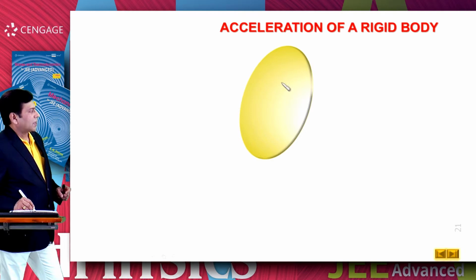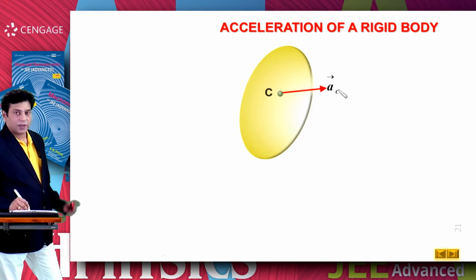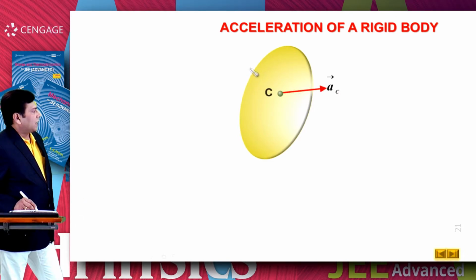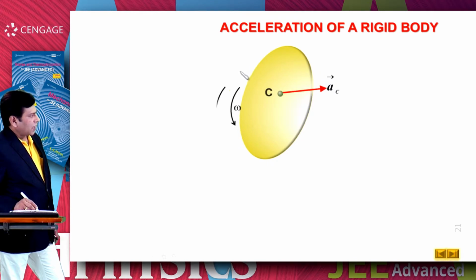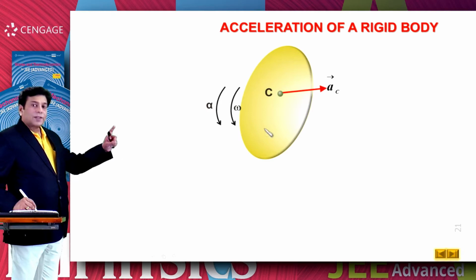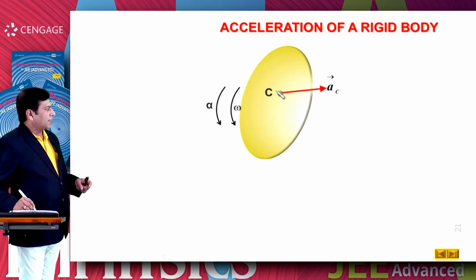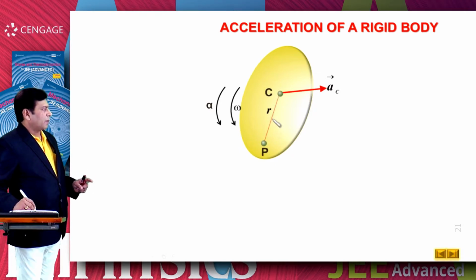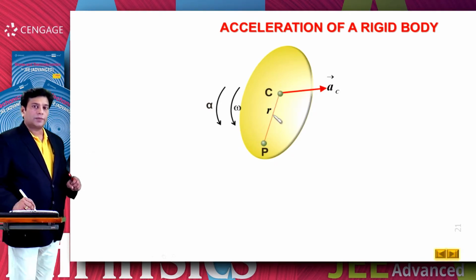Let us take a rigid body here. You can observe this rigid body is accelerating with acceleration A. Center of mass of this rigid body is moving with acceleration AC vector. And at this time the angular velocity of the rigid body is omega and angular acceleration is alpha. Let us take point P at a distance small r from the center of mass of this body. This point P is located at a distance small r.